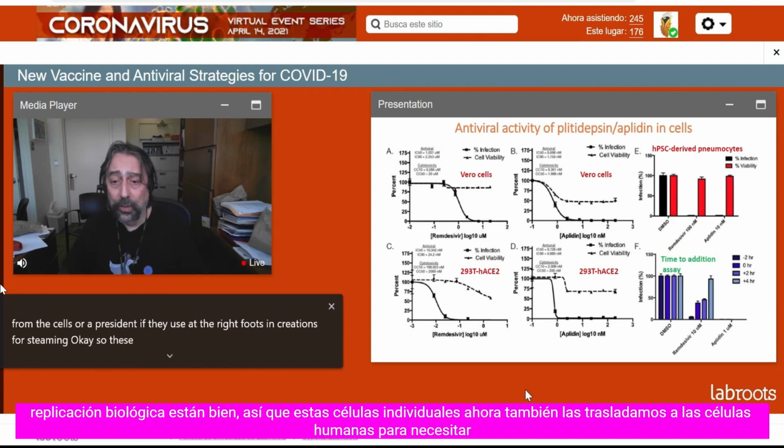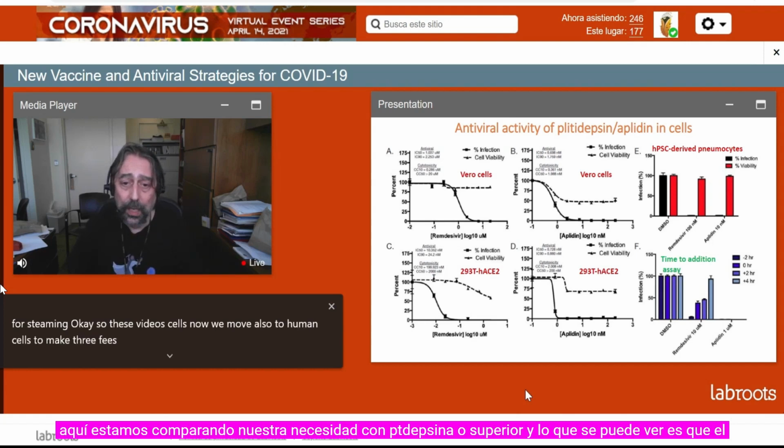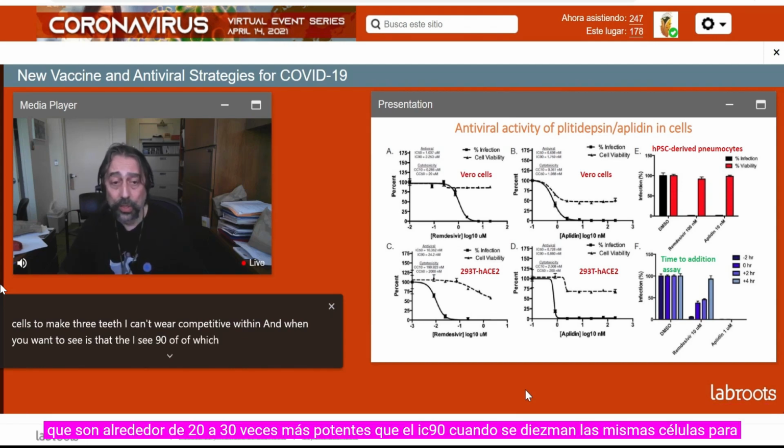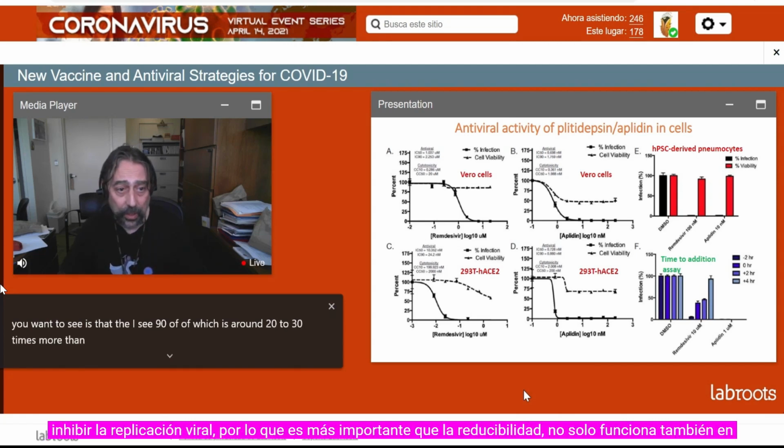Okay, so these were in vivo cells. Now we move also to human cells, named 293Ts. And here we're comparing remdesivir with plitidepsin or Aplidin. What one can see is that the IC90 of plitidepsin or Aplidin in 293T cells, human cells, is sub-nanomolar, which is around 20 to 30 times more potent than the IC90 of remdesivir in the same cells for inhibiting the viral replication. So it's more potent than remdesivir.